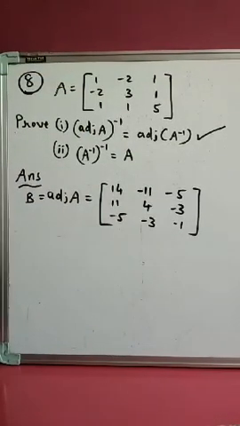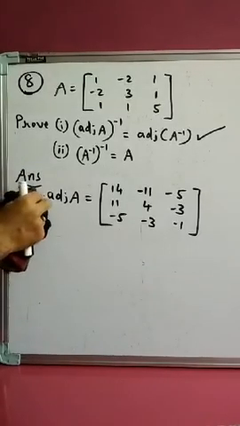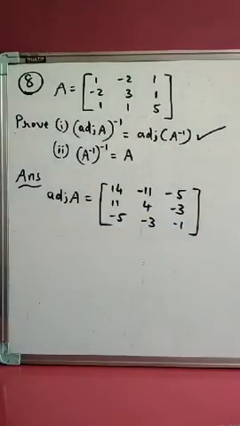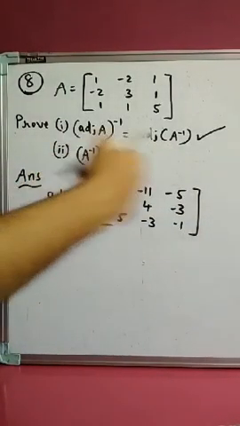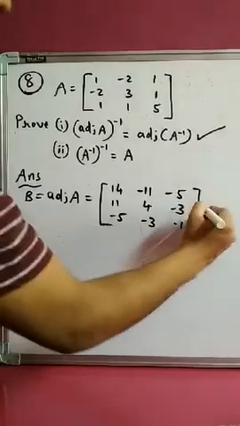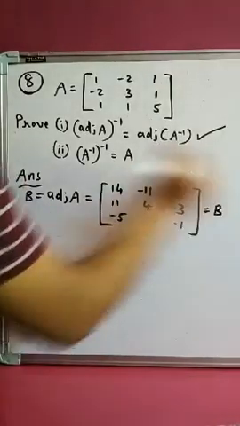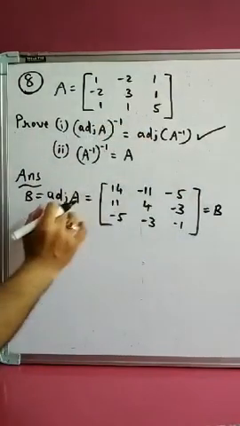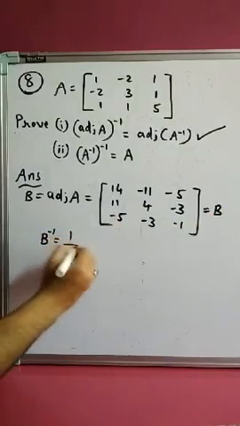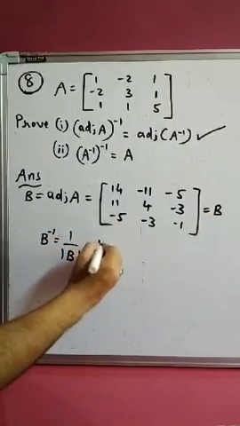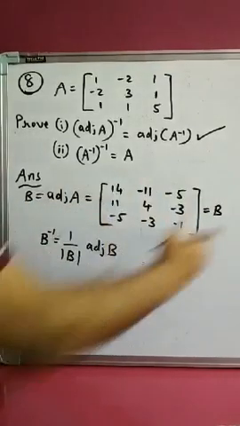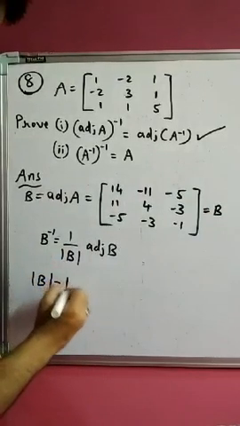Try to understand. Suppose we are not naming this B. Now we want to find its inverse. There is one formula, but since the adjoint is given, you might feel confused. So let us name this as B. Now B inverse, if you want to find it, is 1 by determinant B into adjoint of B. If you find determinant B, you will get the answer 169.